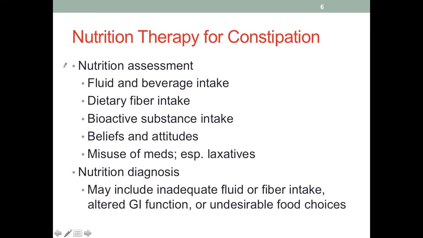Also, we know that certain supplements are known to cause constipation, so we would want to check that history as well. And we definitely need to be checking medication use here. So nutrition diagnosis usually includes inadequate intake of fluid or fiber or both. And I think altered GI function is pretty obvious here, and we can also have undesirable food choices.